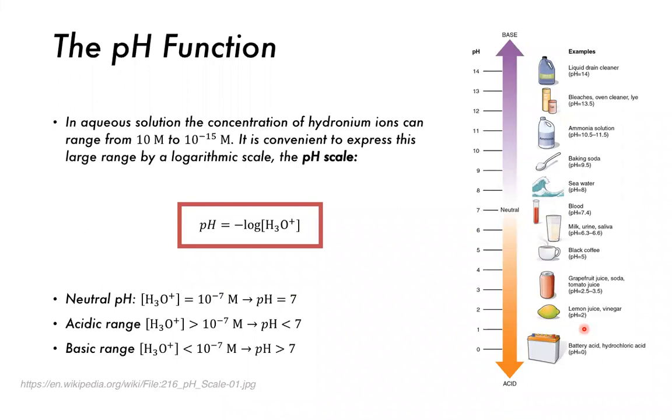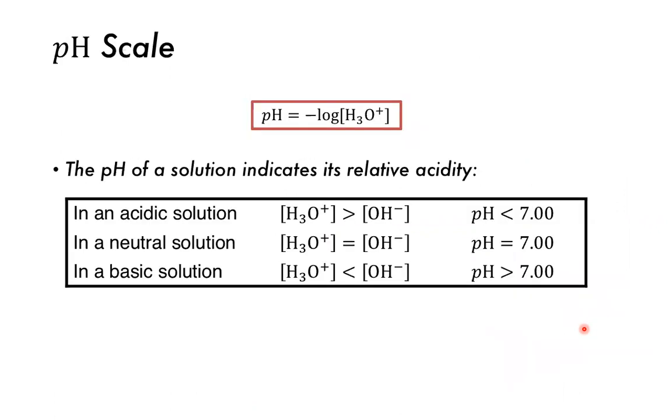So pH is equal to minus log the concentration of H3O+, and a neutral pH is when the concentration of hydronium ions is equal to 10 to the minus 7 molar, which gives us a pH of 7. Then for the acidic range, it's going to be less than a pH of 7, and for the basic range, we're going to have a pH of greater than 7. The pH scale is shown here. pH is equal to minus log concentration of H3O+. That means if we have the concentration of H3O+, we can find out the pH.